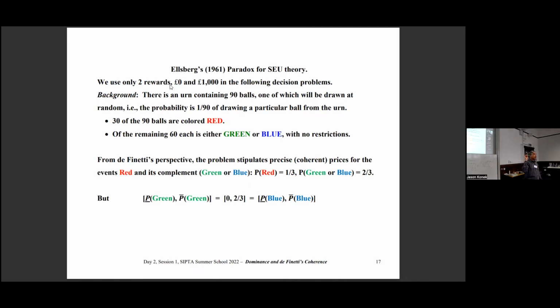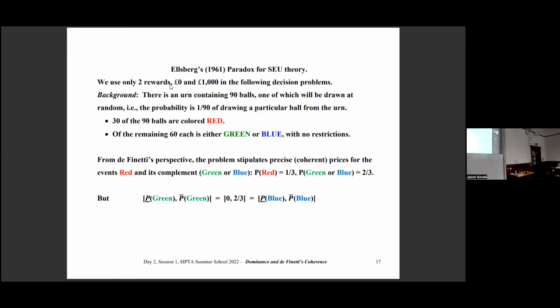urn at random. So we have precise probability for each of the balls. The probability, or the price, of red is determinate at 1/3. And then we've got the other 2 colors, green or blue, of the remaining 60. There's no information specified, and you might say, I know that the complementary event, green or blue, collectively has probability 2/3, because red has probability 1/3. But green can go from 0 to 2/3, and blue can go from 0 to 2/3, in the sense of lower and upper price.